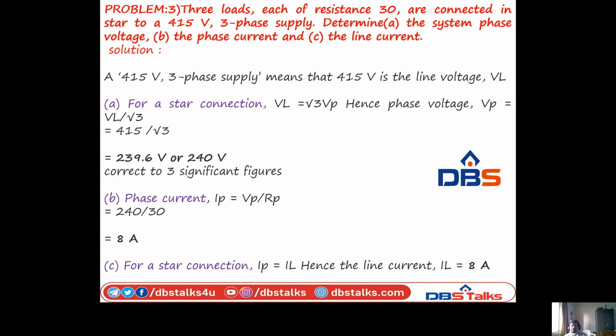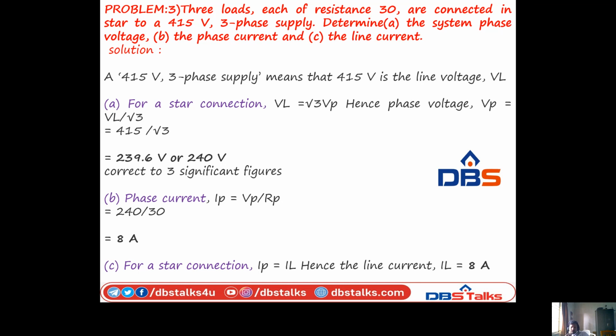Next problem. 3 loads, each of resistance 30 ohms, are connected in star to a 415 volts 3-phase supply. Determine the system phase voltage, B phase current, and C line current. Each load has a resistance of 30 ohms. Supply is 415 volts 3-phase, therefore line voltage is 415 volts.